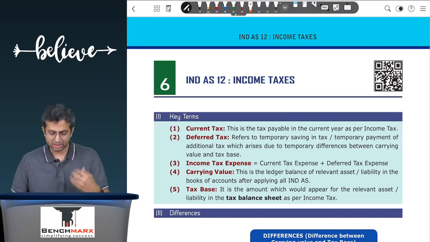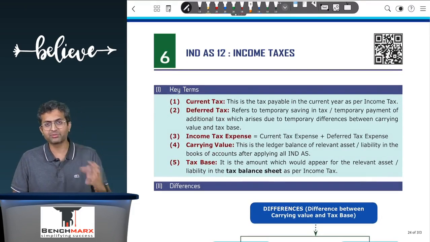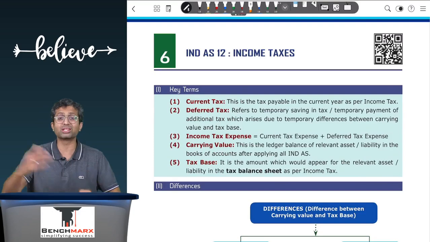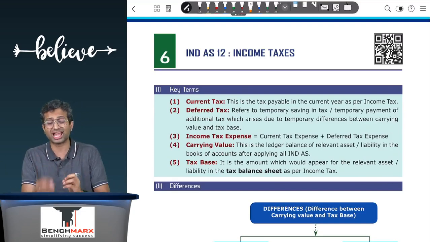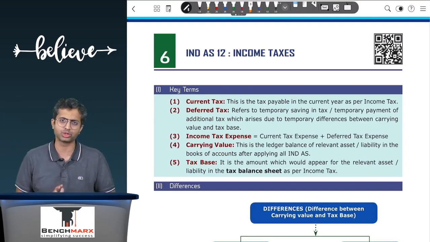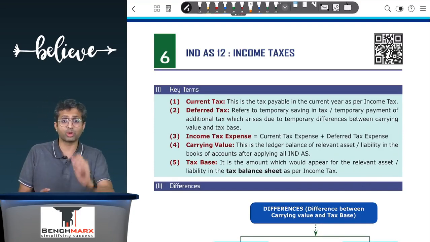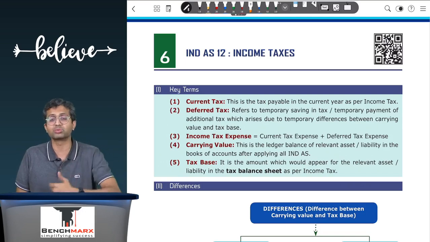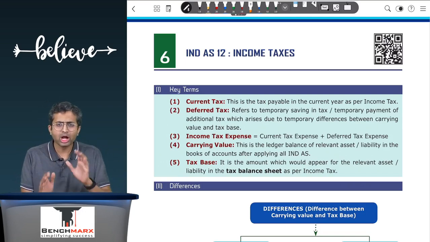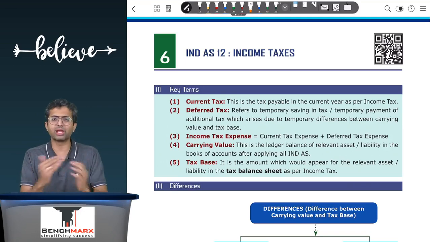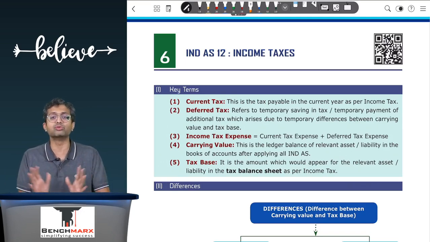Okay, so for proceeding further, we need a few key terms. First is, what is current tax? Current tax refers to the tax that needs to be paid as per the income tax records. On the other hand, there's something called income tax expense, which is the tax as per the books of accounts. Now, current tax plus or minus the deferred tax expense should actually give you the income tax expense.